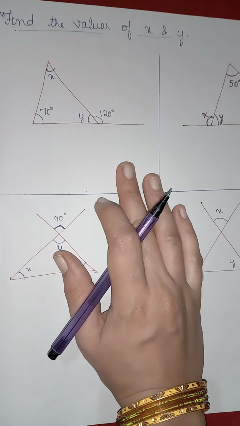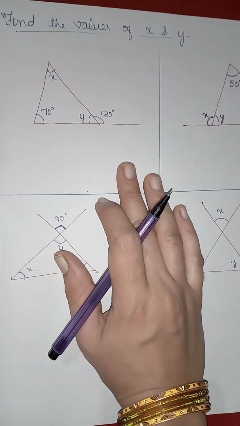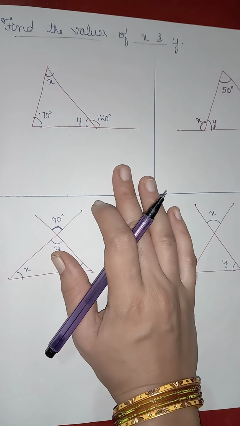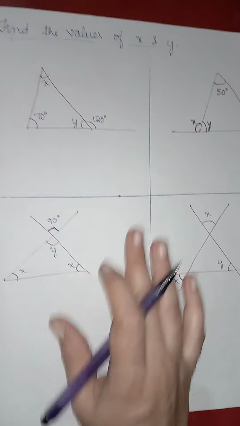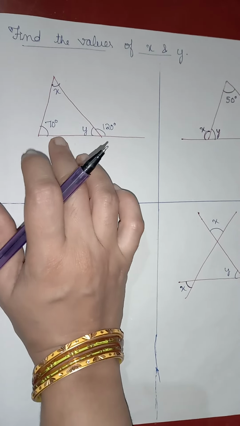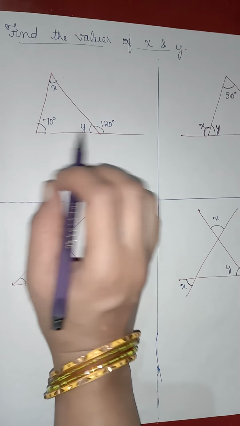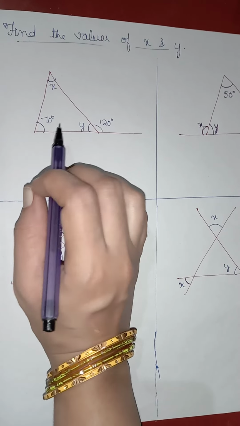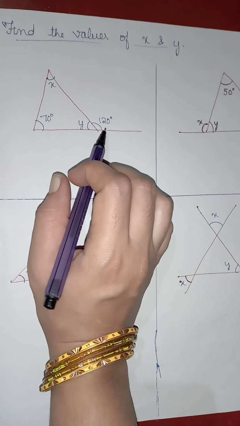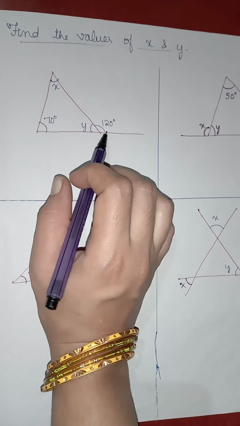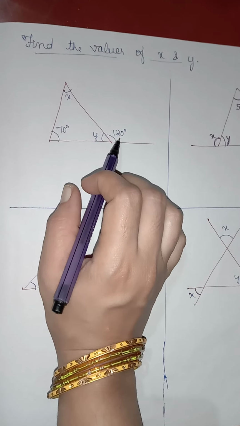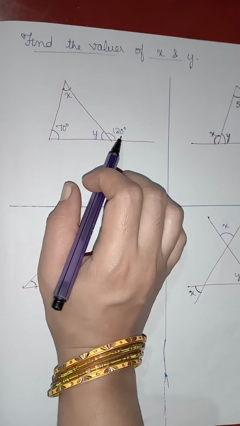Today, let us find the values of x and y for the given figures. Look at this figure. Look at this triangle. Here, you have three angles: x, 70 degree, and y. Here 120 degree is the exterior angle of this triangle.